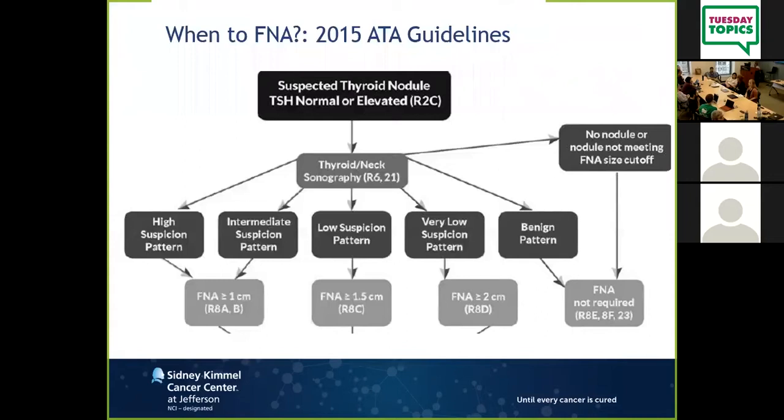And so we have this staging. This is from the American Thyroid Association. This was published in 2015, and it pretty much has been validated over and over again. There are a couple of other staging systems, most notably the radiology group has put out one. It's a little bit more conservative in terms of its approach to thyroid nodules. I still use the ATA.